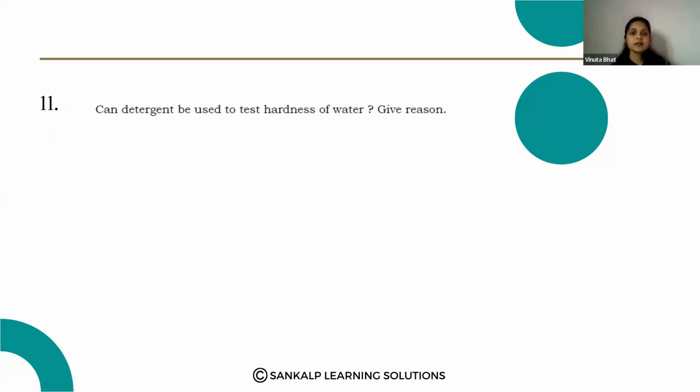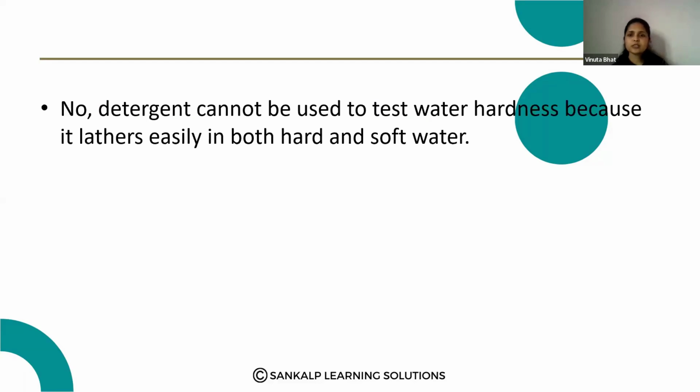Can detergent be used to test the hardness of water? Give reason. So why do we use the detergent to test the hard water? No, detergent cannot be used to test the hardness of the water because it easily reacts with both hard water and soft water. But we can use soap, because soap does not form any cleaning activity in the hard water. So we can use that. Okay.